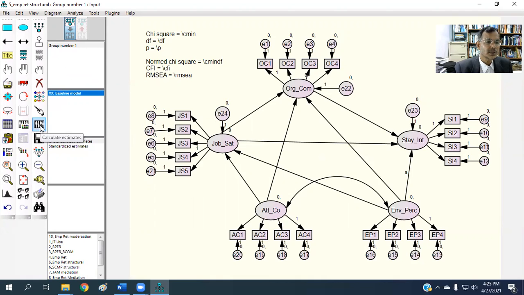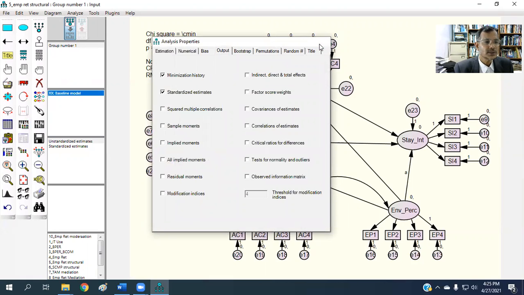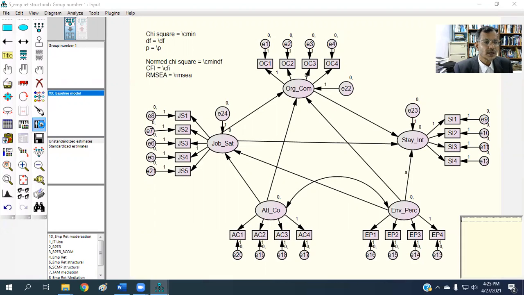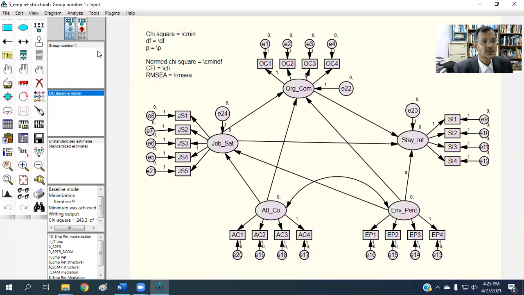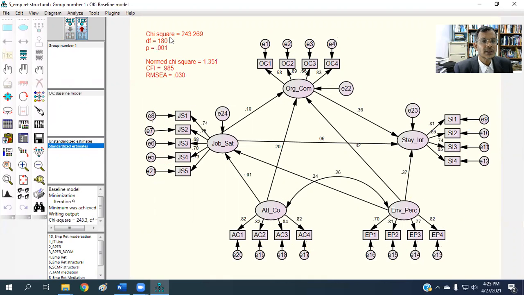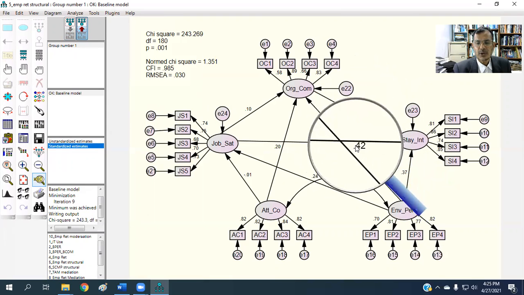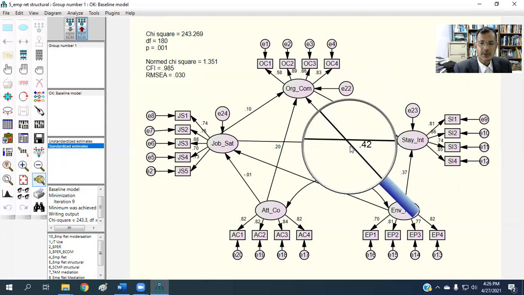So we run it. I have already selected the output options. So now we run it. It has run, and the model is fit. CFI is good, RMSEA is good. Now we see here that the path coefficient is 0.36, and here is 0.42. Both are quite high values.